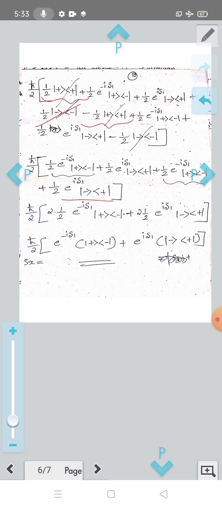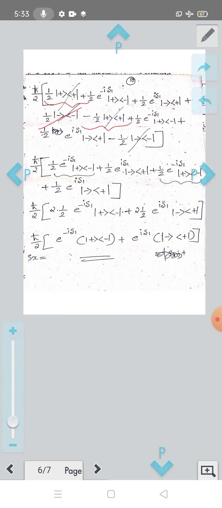|-⟩⟨+|. Here these two are the same term, so we can add them. That is, 1/2 plus 1/2 will become 1. That is, these are cancelled. We get e^(-iδ1) |+⟩⟨-|. Similarly, the remaining two terms are e^(iδ1) |-⟩⟨+|. So we got the operator Sx.